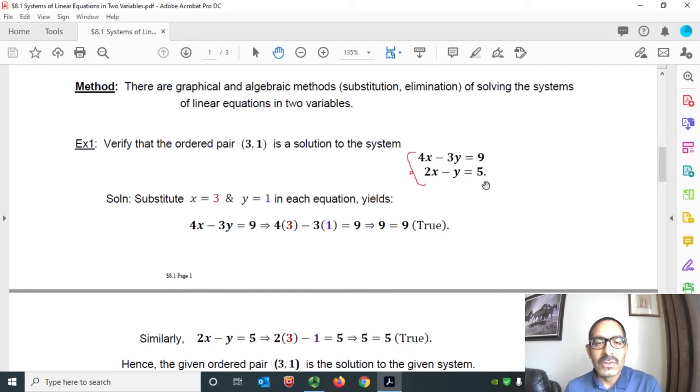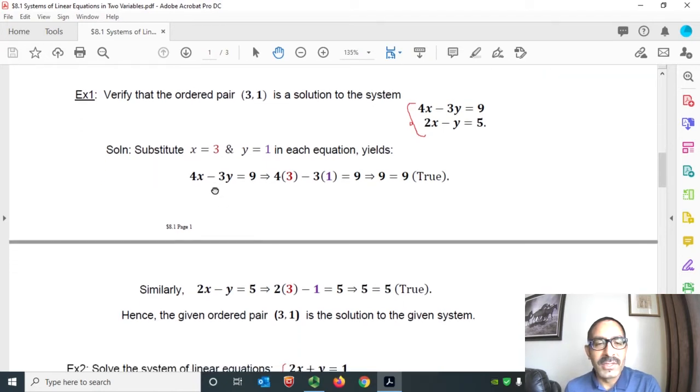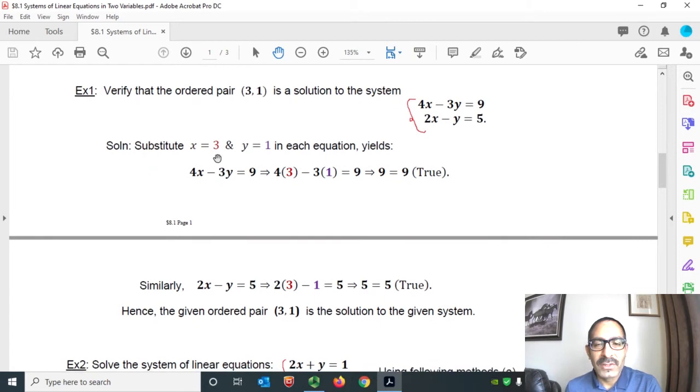So let's begin the solution. The idea is, let's plug x equals 3 and y equals 1 and verify these two equations. If it verifies, then this is a solution. If it does not verify, that means the given ordered pair is not a solution. So that's the idea. Substitute x equals 3 and y equals 1 in each equation.